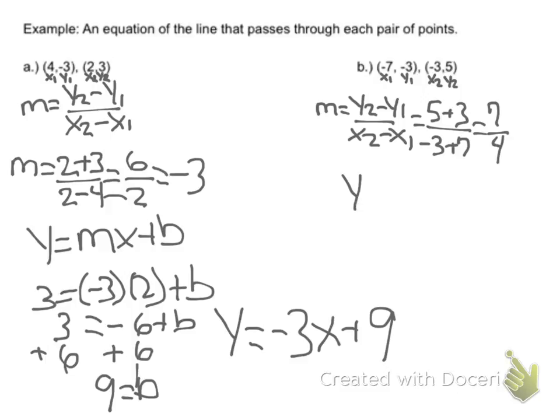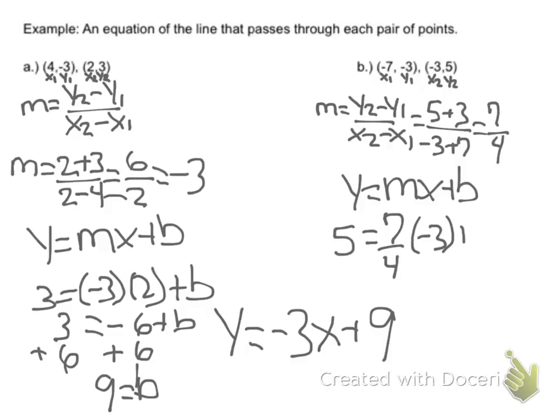Okay, so now we do y equals mx plus b. So I'm going to use 5 for my y, and then 7 over 4, and then times negative 3 plus b. Okay, I need to erase this thing.